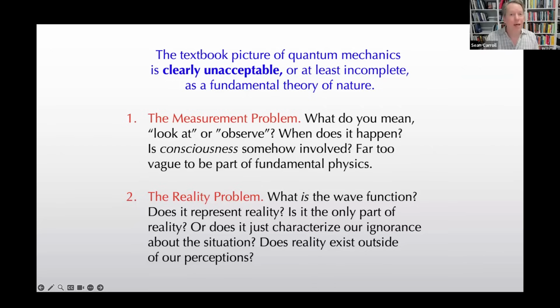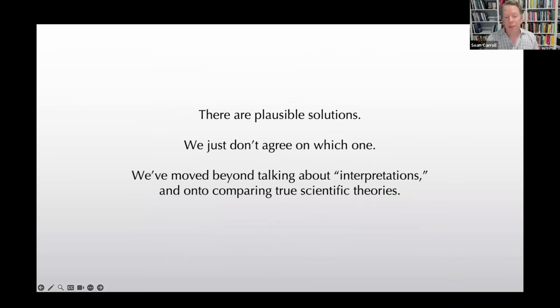That's all fine, but again, grown-up physicists disagree on these questions, and that means we don't understand quantum mechanics, even though it's almost 100 years old. So there are plausible solutions. This is something I want to emphasize. It's not that it's so mysterious that we're stuck and we'll never get the right answer. The problem is we don't agree on what the answers are.